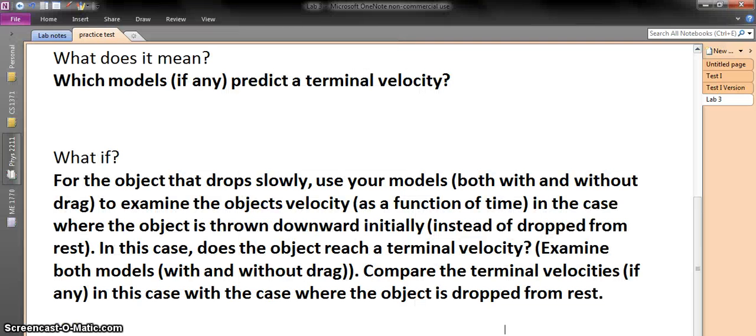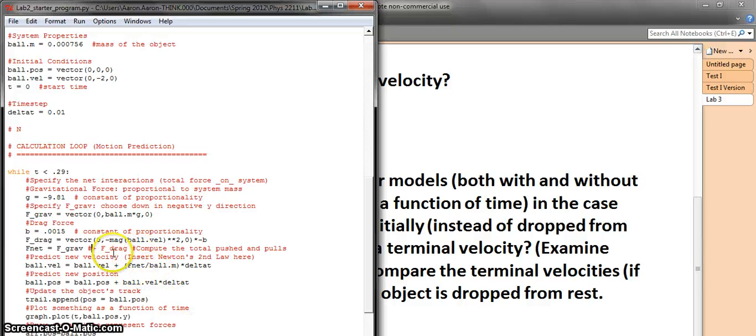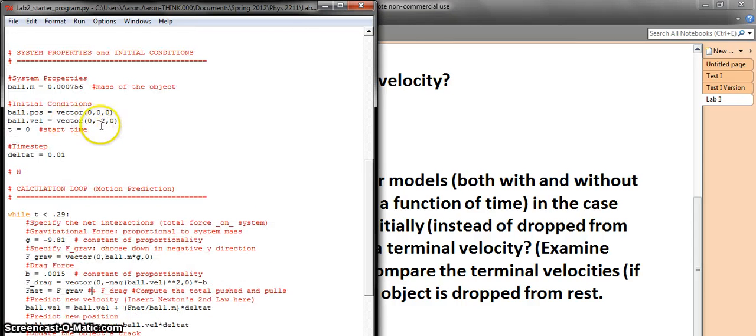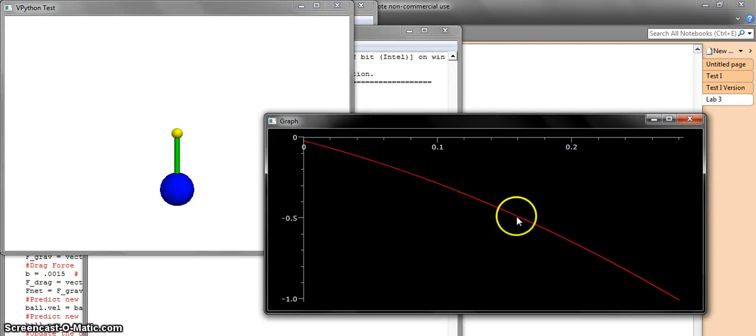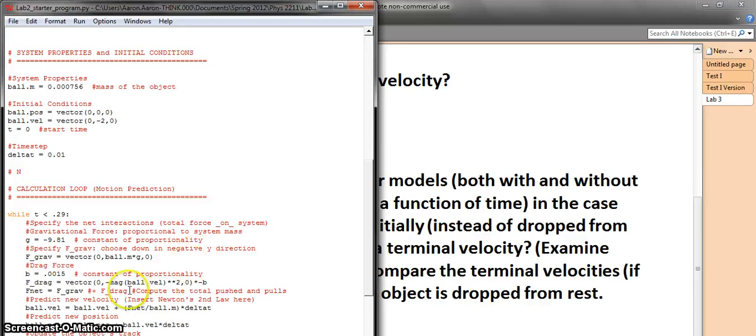So what if, for the object that drops slowly, using the models I made, we examined it as a function of time? Basically, if given an initial velocity, does the slower moving object reach a terminal velocity? So the first one took out the force of drag, gave it an initial velocity of -2. In the model, it's still curved, it's not exactly a straight line. So I would say that without the force of drag, it does not reach a terminal velocity.